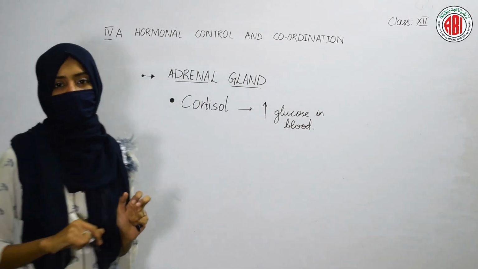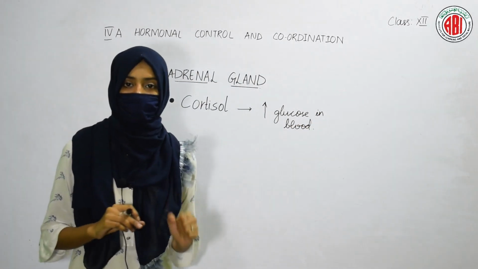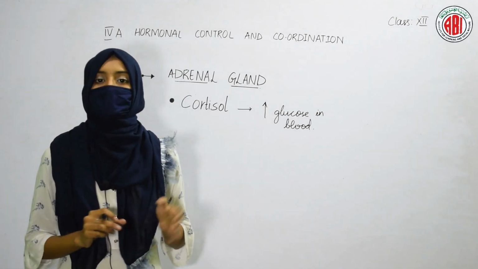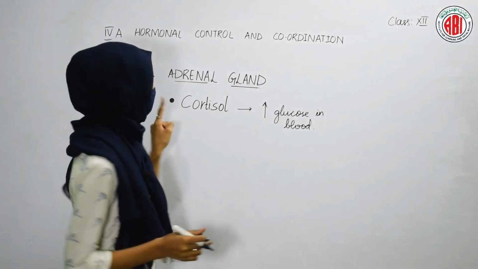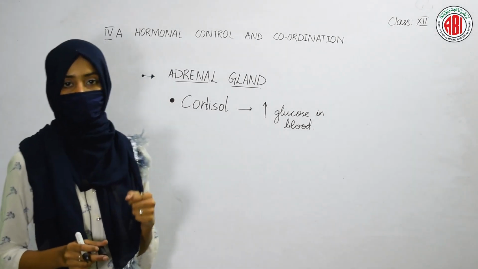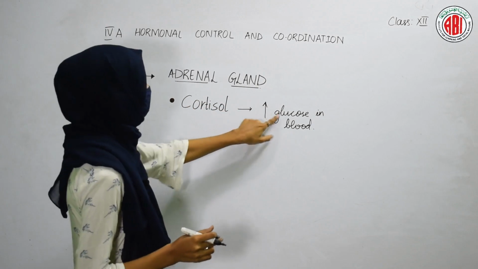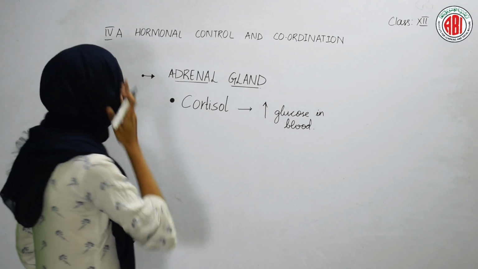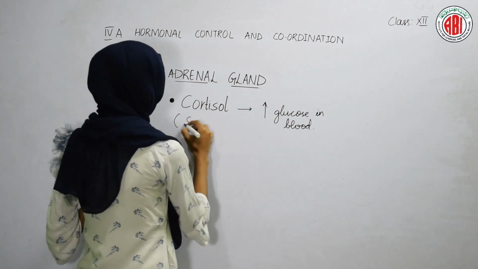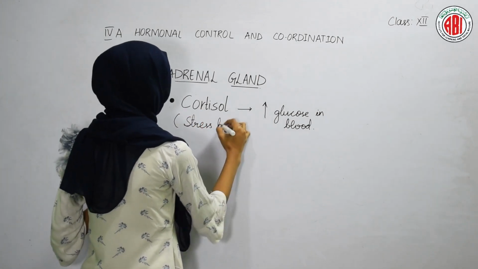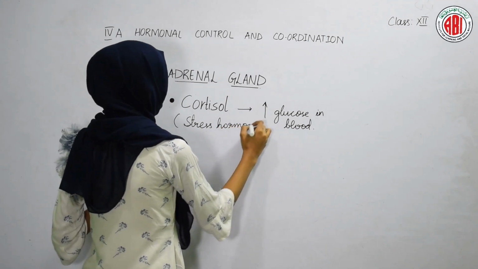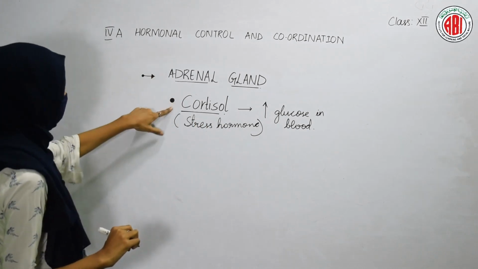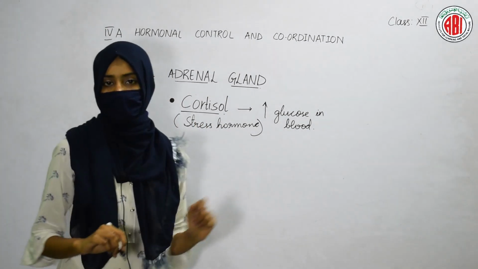But we have seen that insulin and glucagon are the hormones responsible to regulate the glucose level in the blood. Besides these two hormones, cortisol also plays a crucial role in increasing the glucose level of our blood. So what does it do? Let us see. Cortisol is also called the stress hormone. Whenever a person is in stress, this hormone gets released by the gland. This hormone gets secreted by the gland called the adrenal gland.